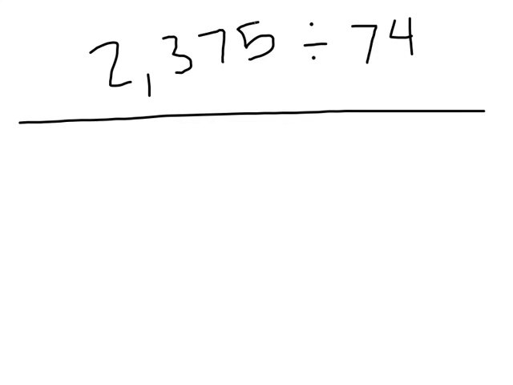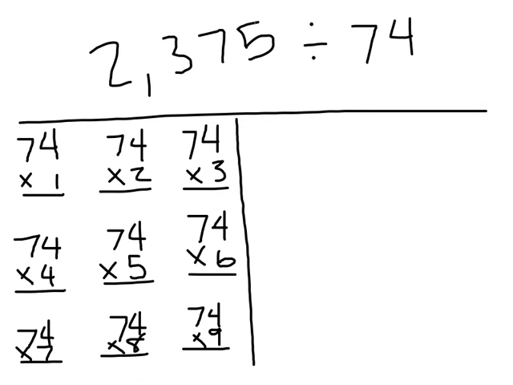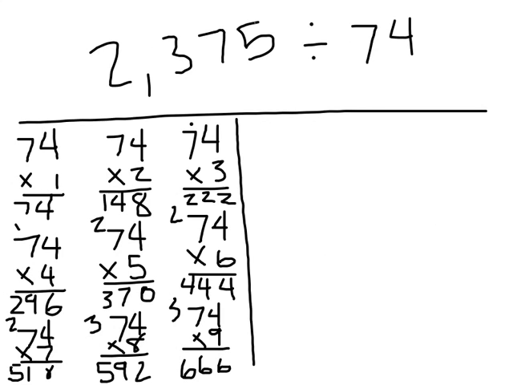Now you try one. What's 2,375 divided by 74? Start by listing your multiples of 74. Go ahead and write the multiples down on your paper, then enter them in your computer. Check to make sure you've listed your multiples correctly. Now we can divide.